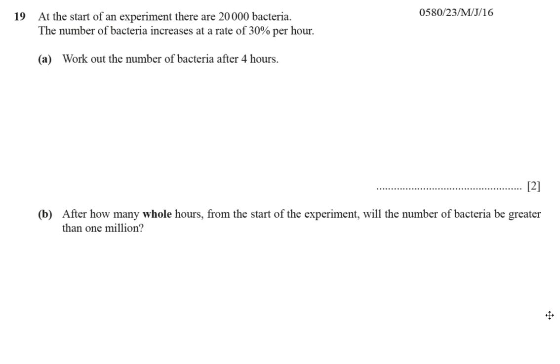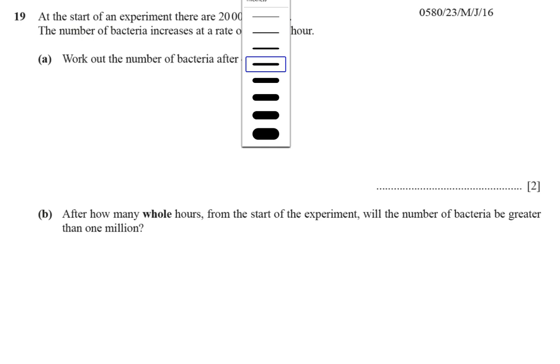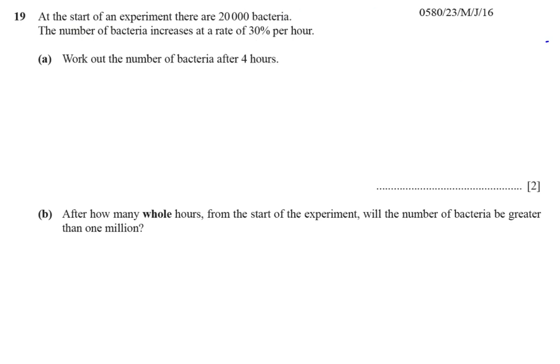Okay, question number 19 from May, June 2016, paper 2, variant 3. We have here a question to do with exponential increase, and this is something kind of newish in the syllabus actually. Now, at the start of an experiment, there are 20,000 bacteria. The number of bacteria increases at a rate of 30% per hour. Work out the number of bacteria after 4 hours.